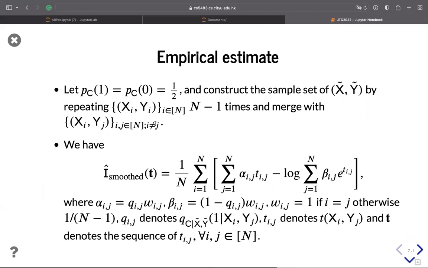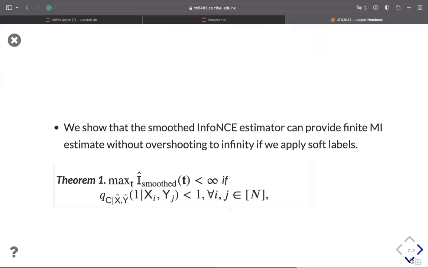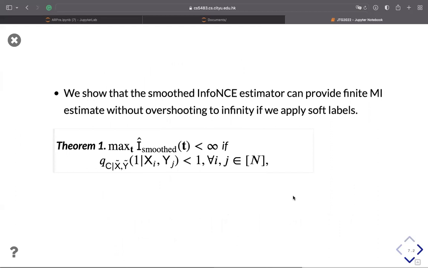Empirically, we can let P of C given 1 and P of C given 0 be 1/2 and construct the dataset of x tilde, y tilde by repeating positive samples n-1 times and merging them with the reference samples. And then we can have this empirical estimator. We can show that the smooth InfoNCE can provide a finite MI estimate without overshooting if we apply soft labels.